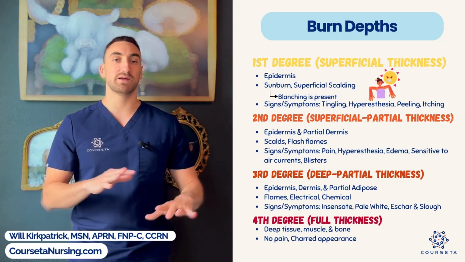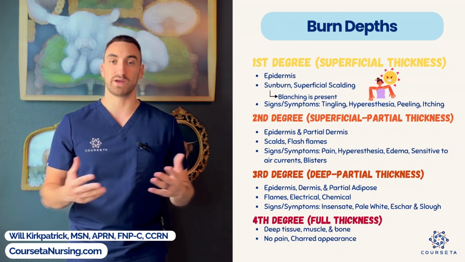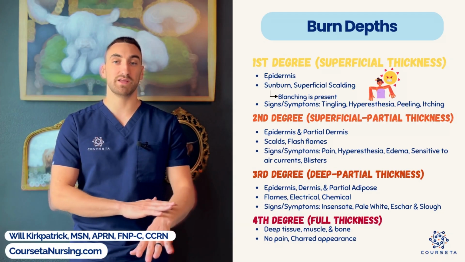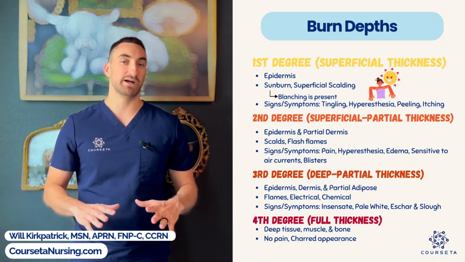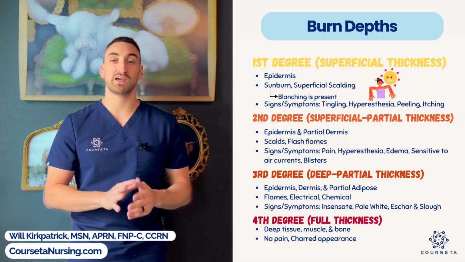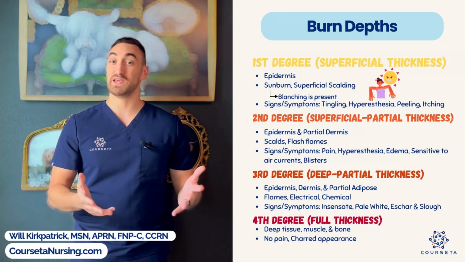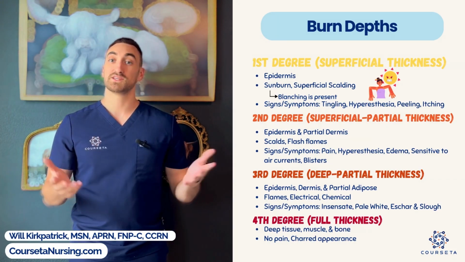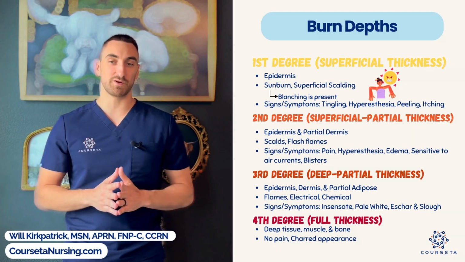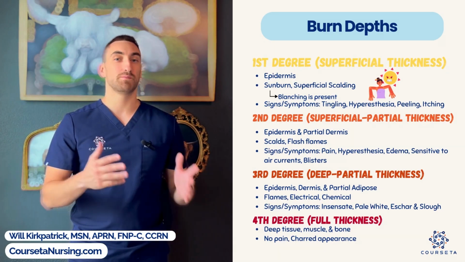So think of nothing that penetrates the skin. It's just surface level things, such as sunburn, so radiation type burn injury. So this just involves the epidermis, so the very top layer of your skin, and it doesn't travel down to the dermis. So common signs and symptoms, once again, think of sunburn, so that tingling, or the hyperesthesia, so hypersensitive to touch, and of course peeling, and then lastly itching. So once again, first degree, superficial thickness, think sunburn, it only involves the epidermis, the very top layer of your skin.